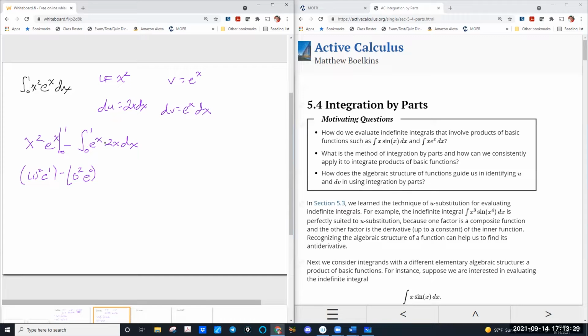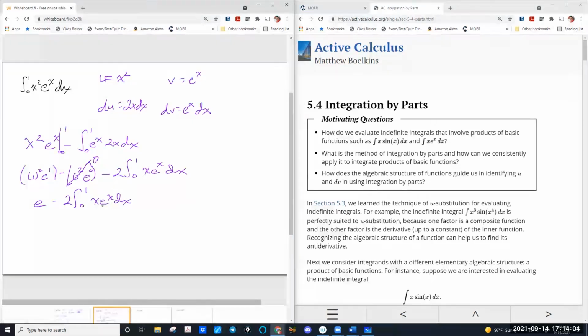I'm going to do a little bit of rearrangement. I like to pull any constants out front. So I get minus 2 times the integral from 0 to 1 x e to the x dx. Okay. Now we'll clean this up. 1 squared is 1, e to the 1 is e. This whole thing just goes to 0. So this all just comes out to be minus 2 times the integral from 0 to 1 x e to the x dx.